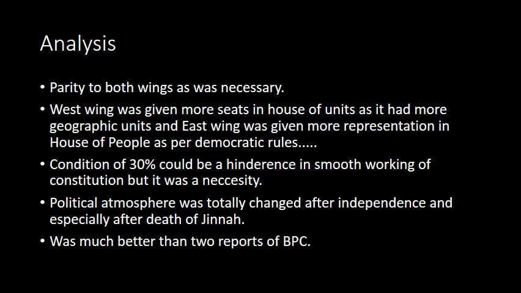In such a situation, it was extremely necessary that a formula should be devised which would bring both wings of the country to a compromise. Considering all these points, we can conclude that the formula by Muhammad Ali Bogra was much better than the two reports of the BPC, which we have discussed already.